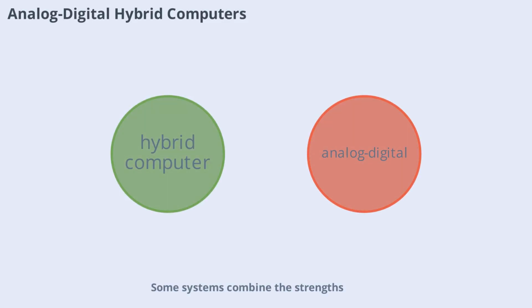Some systems combine the strengths of both analog and digital computers. These hybrid computers use analog components for real-time data processing and digital parts for storage and complex calculations. This approach is common in scientific and industrial applications where both speed and accuracy are needed.